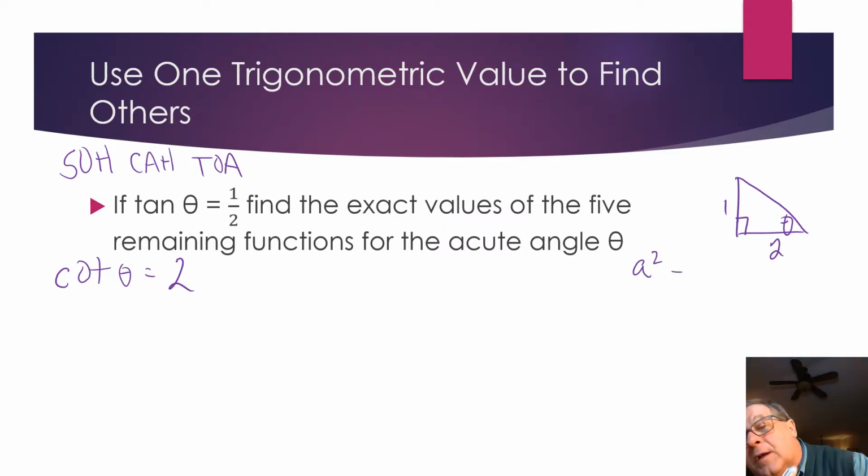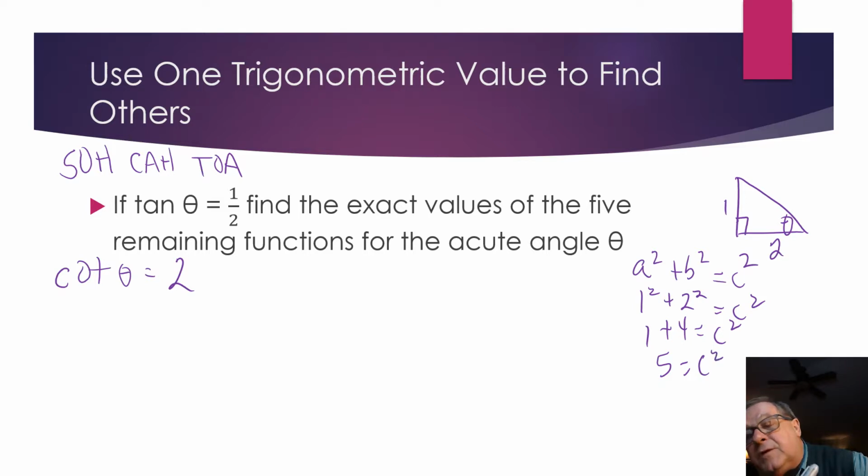A squared plus b squared equals c squared, where c is the hypotenuse. Let's substitute in: 1 squared plus 2 squared equals c squared. 1 squared is 1, 2 squared is 4, so c squared equals 5. Then if we take the square root of both sides to find c, the hypotenuse is the square root of 5.